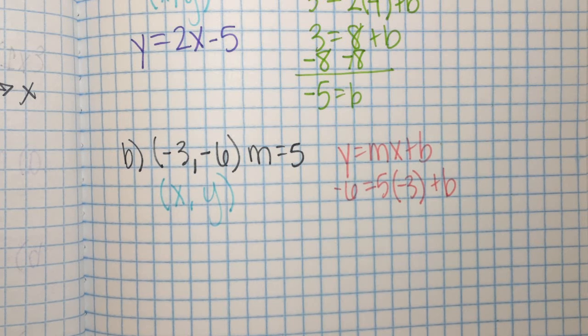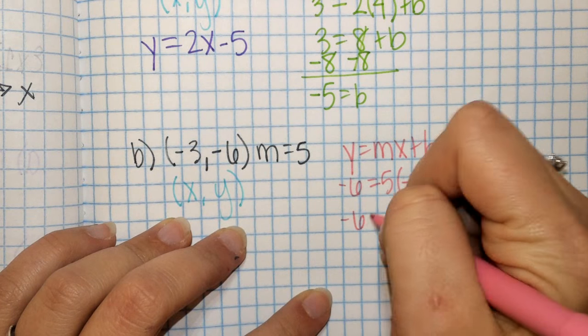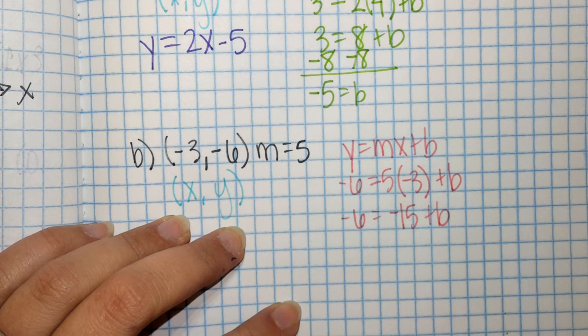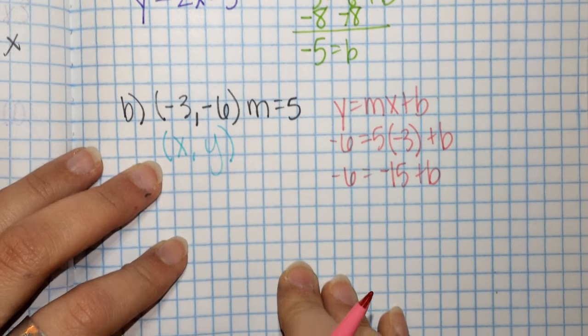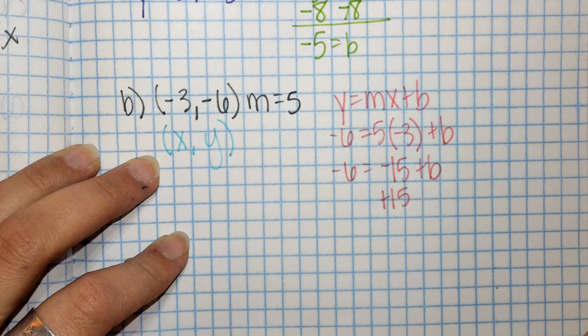Are we all okay so far? Okay. Now, what are we going to do with the 5 and negative 3? Multiply. What's 5 times a negative 3? Negative 15. And you add 15 to both sides. Why do we add 15? Because it's minus, so you do the opposite.